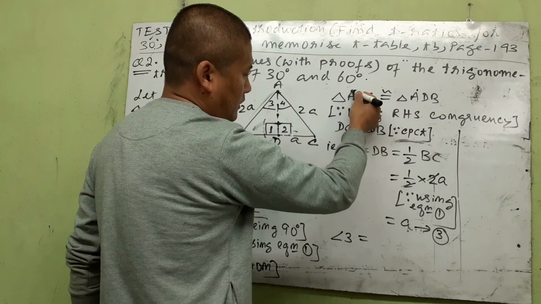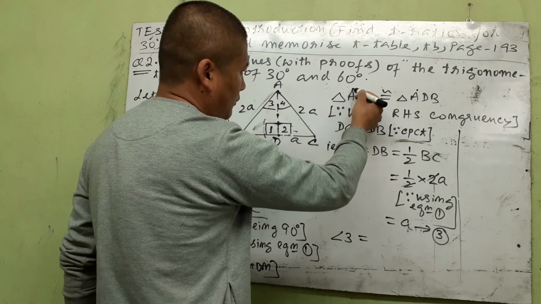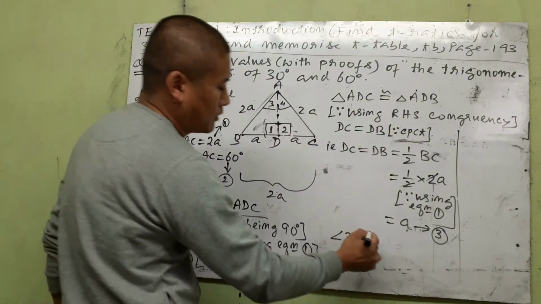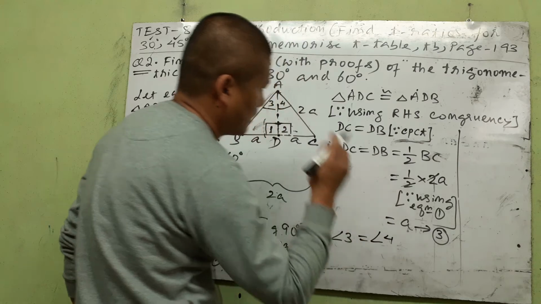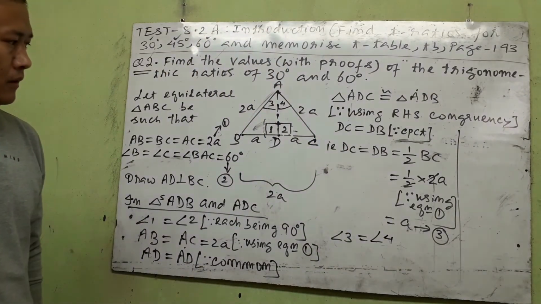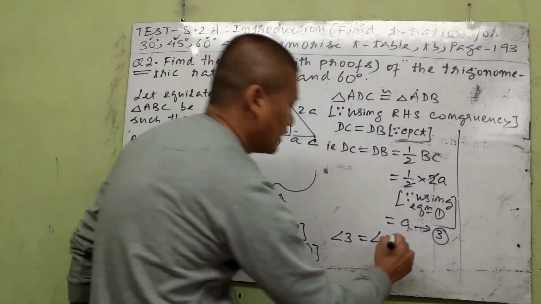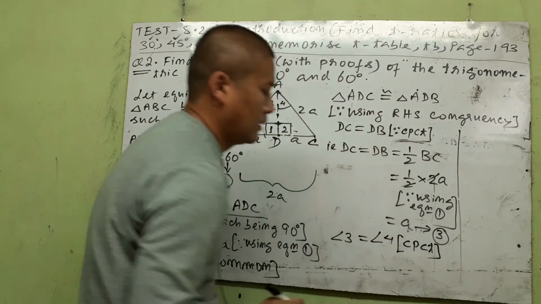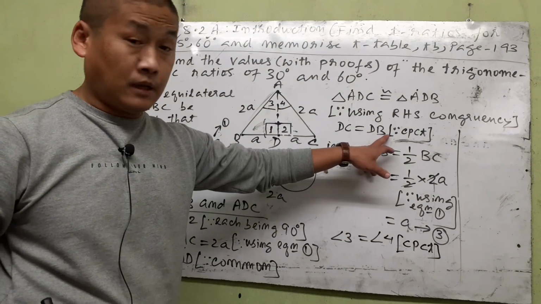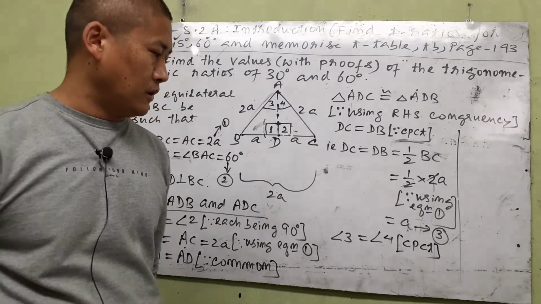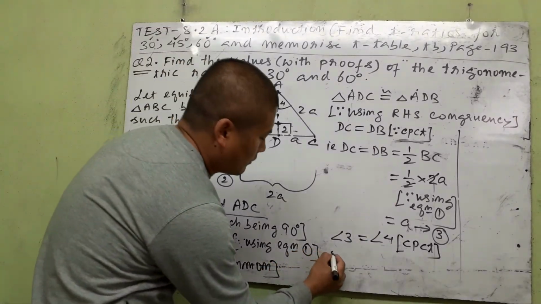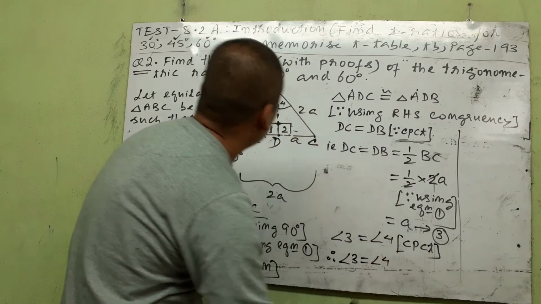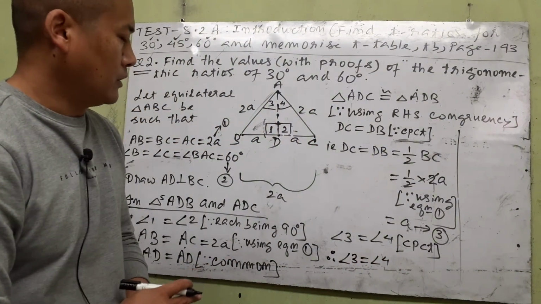So the first letter here is also A. So what is the angle at the point A in ADC? ADC, that is the corresponding angle 4. So they are equal, because we know again CPCT, corresponding parts of congruent triangles, are equal. Just as corresponding sides are equal, the corresponding angles will also be equal. So therefore we can write here angle 3 equal to angle 4.